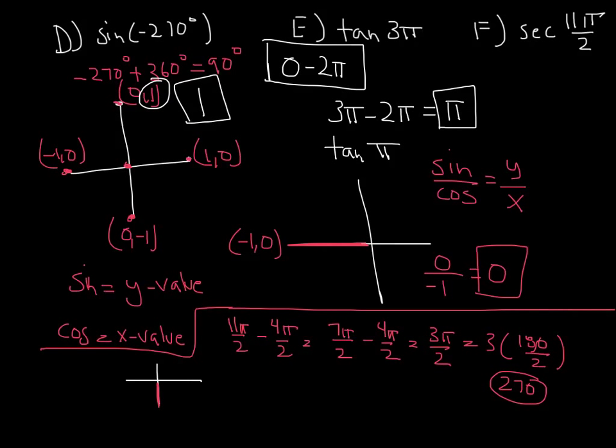And what are the coordinates? 0, negative 1. So what is the secant? The secant is the reciprocal of the cosine. It is 1 over the cosine. So 1 over the x value of 0. We can't divide by 0. That's a mathematical rule. So that is undefined. Anytime you divide by 0, it's undefined. And that is the answer to part F.